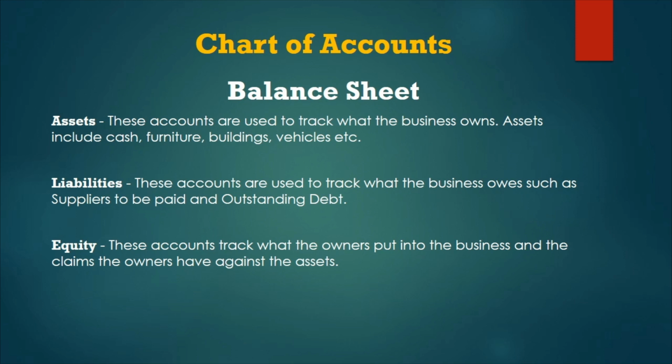Assets include cash, furniture, buildings, vehicles. I am not going to explain which one is the current asset and which one is the fixed asset. But I am commonly saying that cash is an asset, furniture is an asset, building is an asset, land is an asset, plant and machinery, equipment, vehicles, whatever we are purchasing for the company's use, those asset things are called assets.